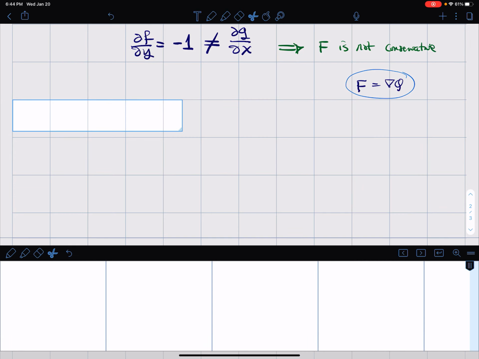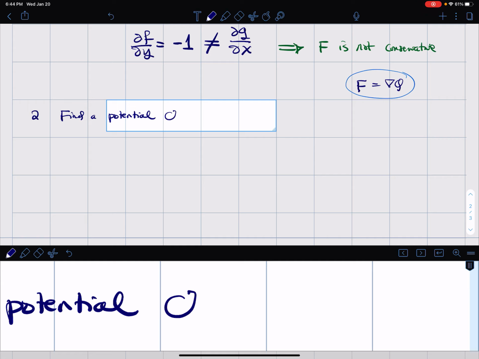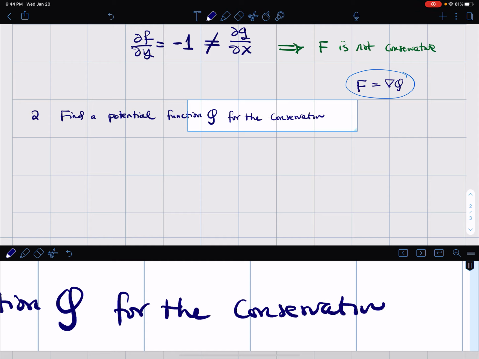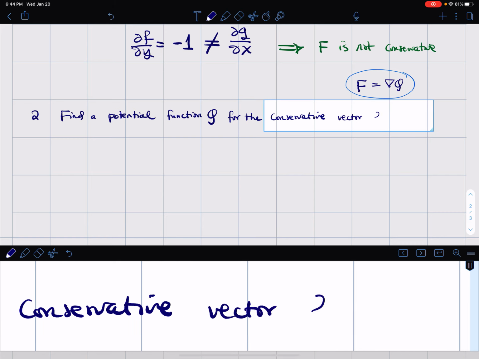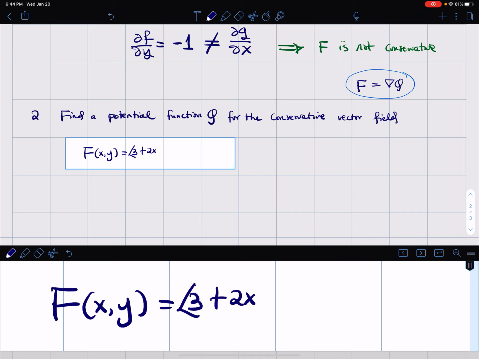All right. So, second example, we would like to find a potential function phi for the conservative vector field f of x, y equals 3 plus 2xy and x squared minus 3y squared. You want to find the potential function.